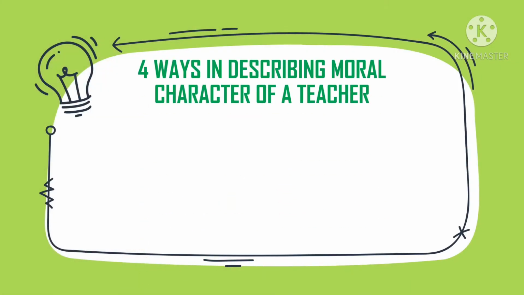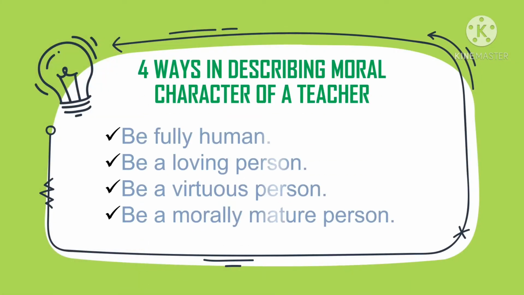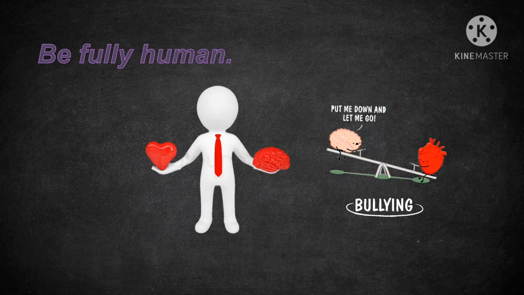There are 4 ways in describing moral character of a teacher. Be fully human, be a loving person, be a virtuous person, be a morally mature person. Be fully human. To become fully human is to let down the barriers, to open up, and to discover that every person is beautiful. So to be fully human is the development of the heart and the head.